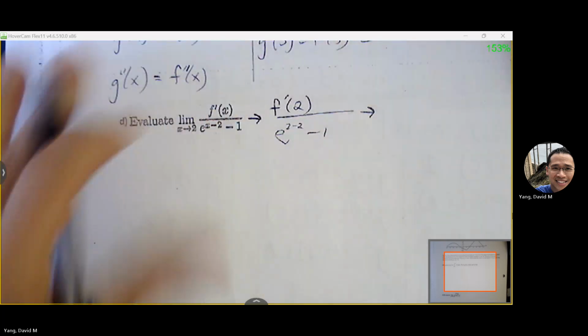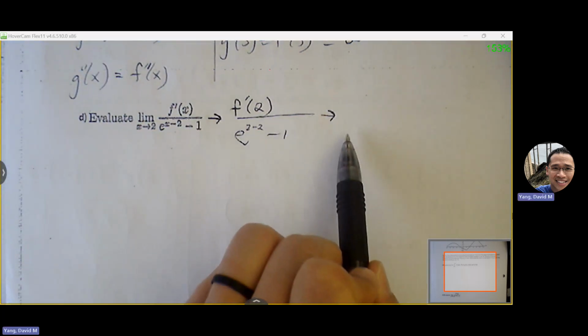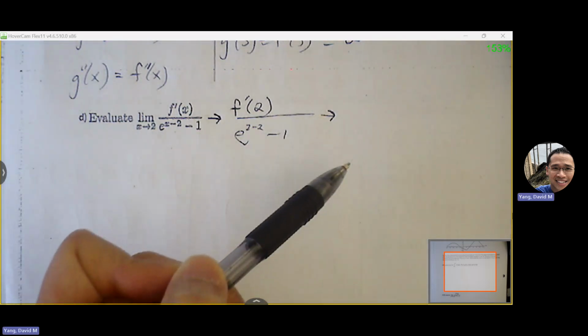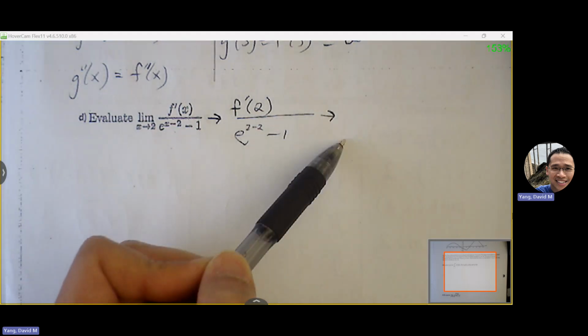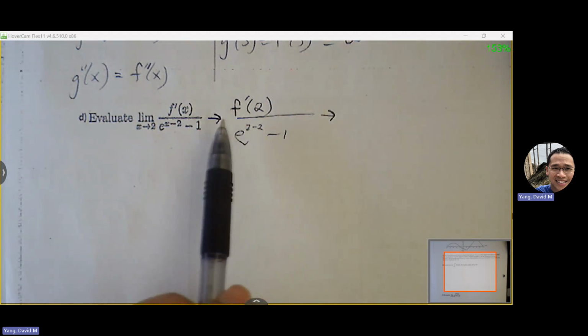And if this gets us a real number, then we can stop. That's our limit. If it gives us 10 over 0, then we say the limit doesn't exist. But if we get 0 over 0, that means it's an indeterminate form. The limit does exist. We just haven't found it yet. We just have to go a little further.